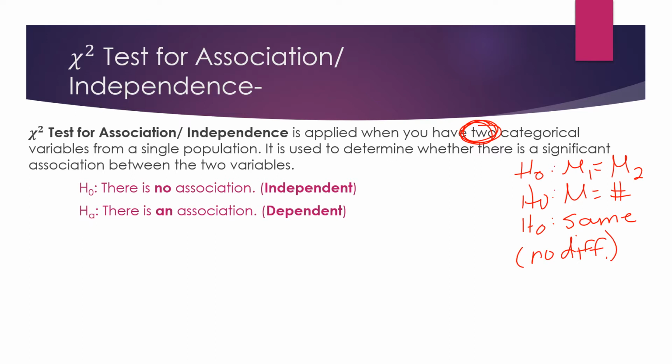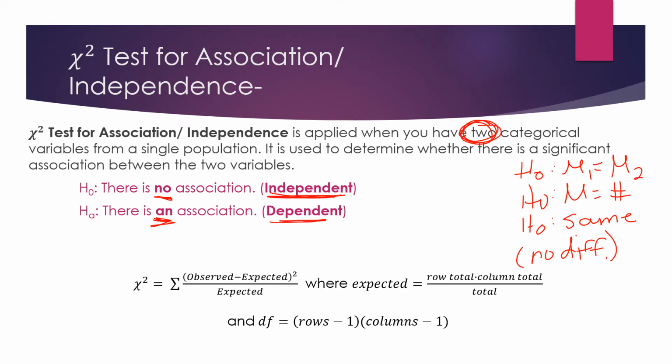Then your alternative hypothesis is that there is a difference, or that there is an association. So your null hypothesis is no association, which means that they would be completely independent of one another. And your alternative hypothesis is that there is an association, which means that they are dependent on one another.